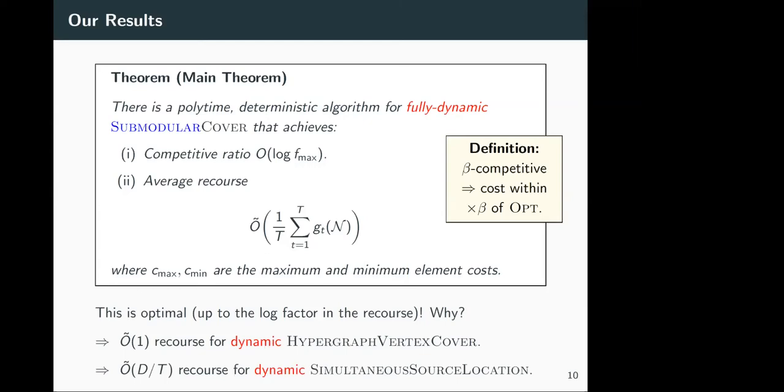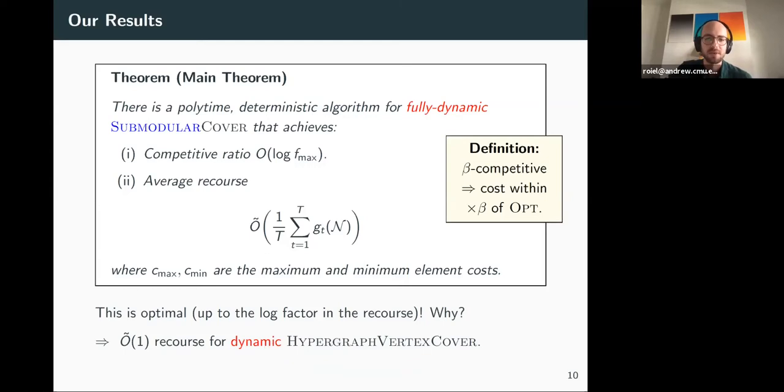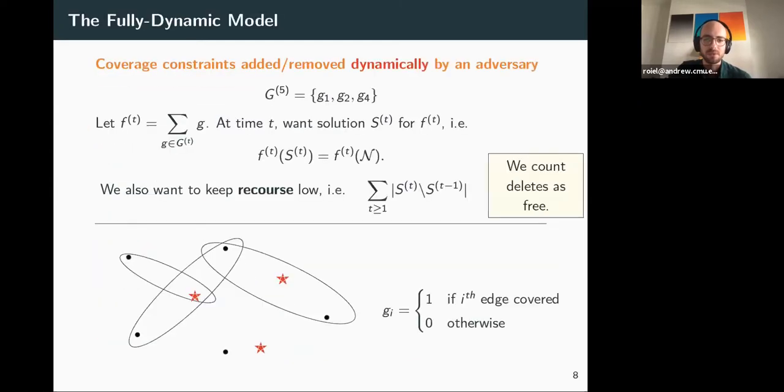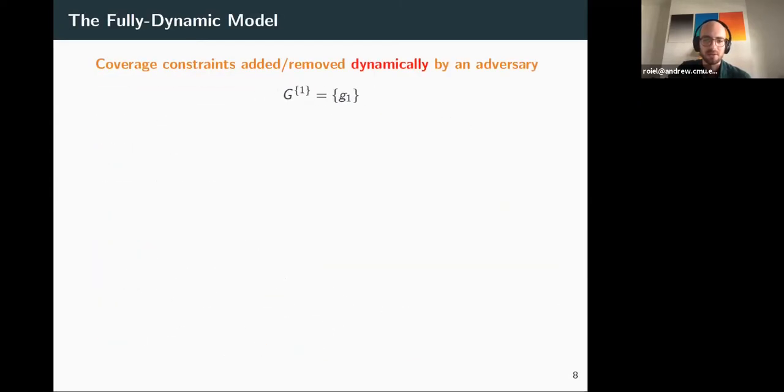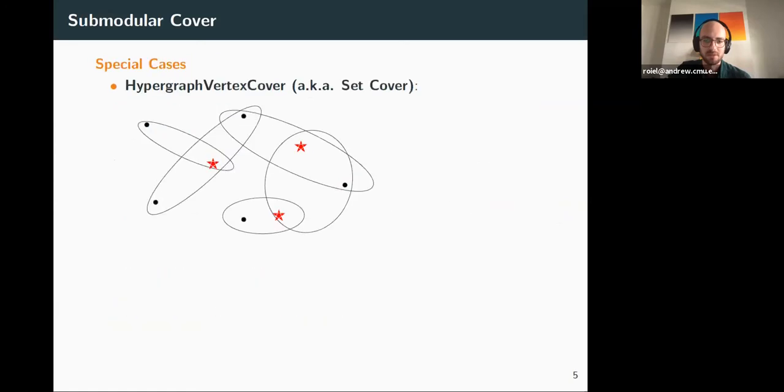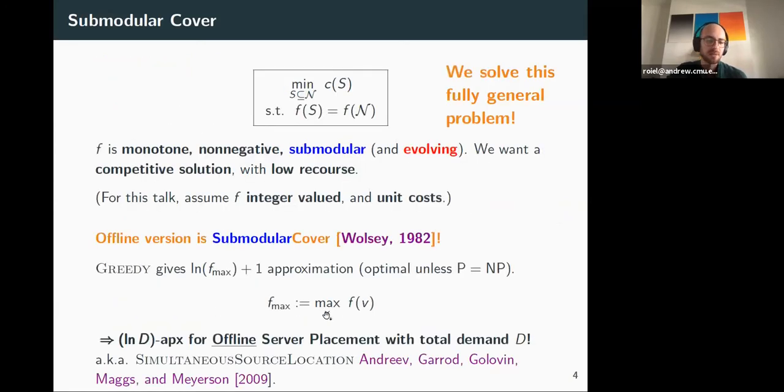Can you explain what F max is again? I forgot the notation. Oh, sorry. Yeah. So F max is just the max over all elements V of F of V. So think of it as just the biggest single marginal value that I can get.